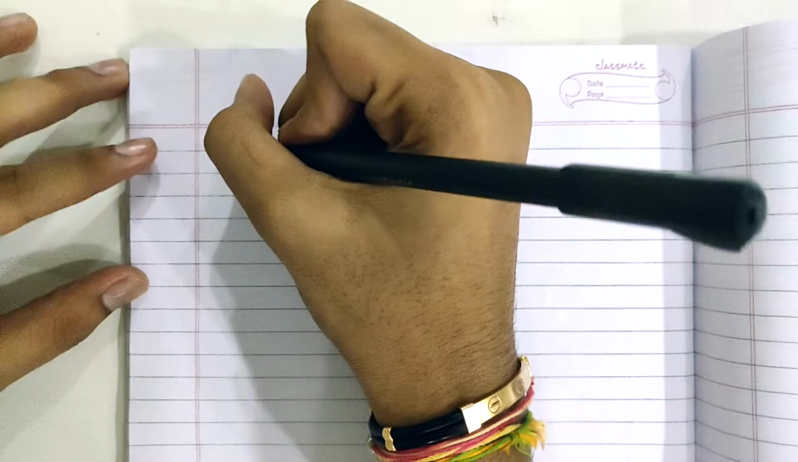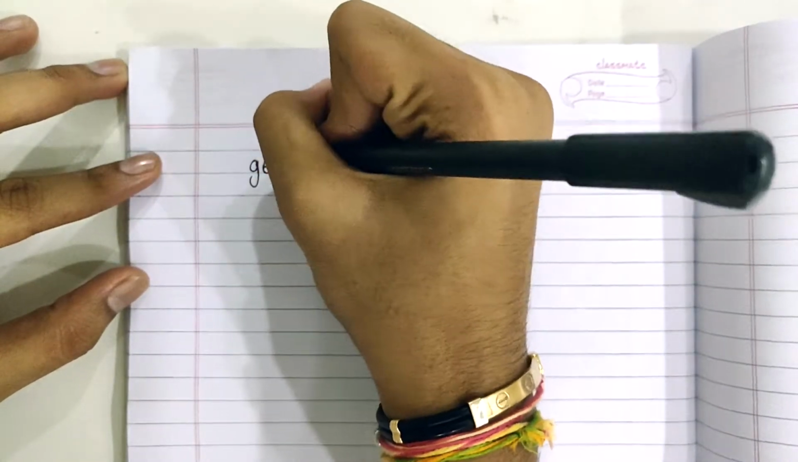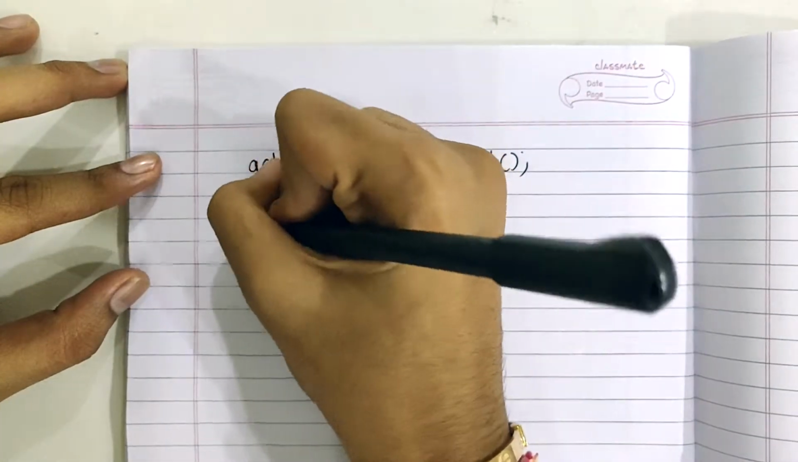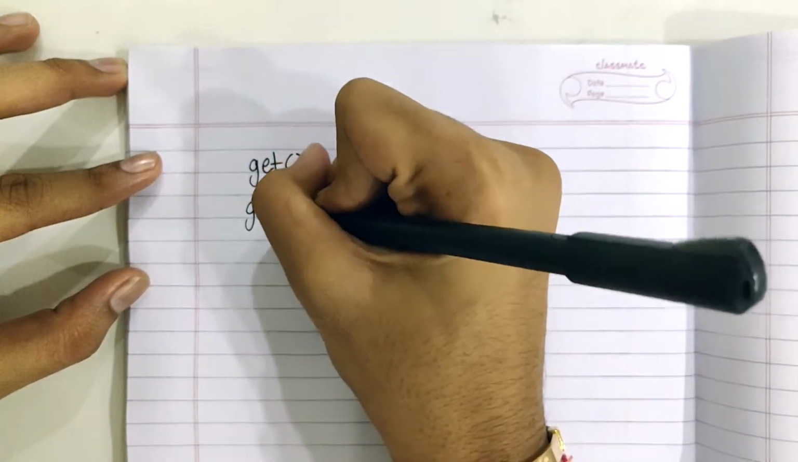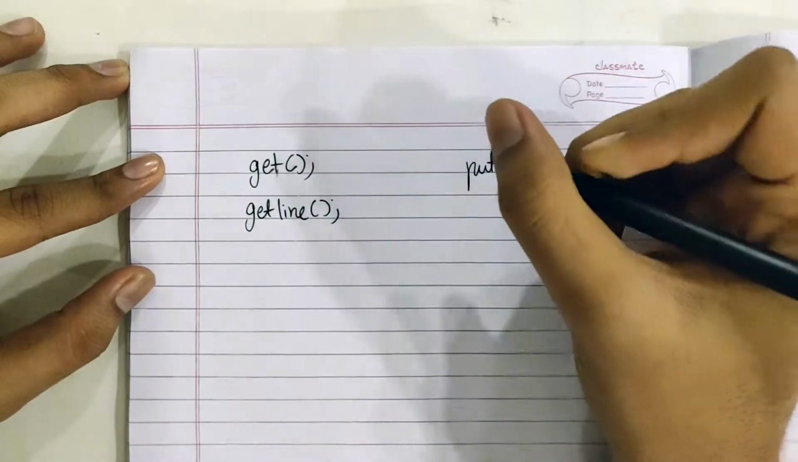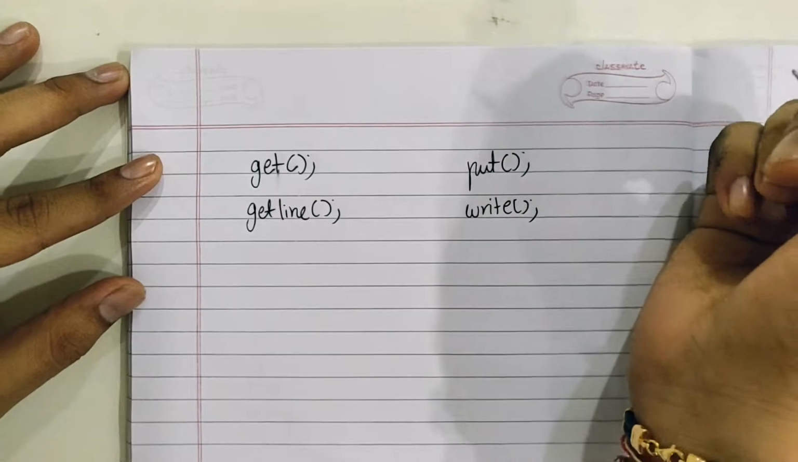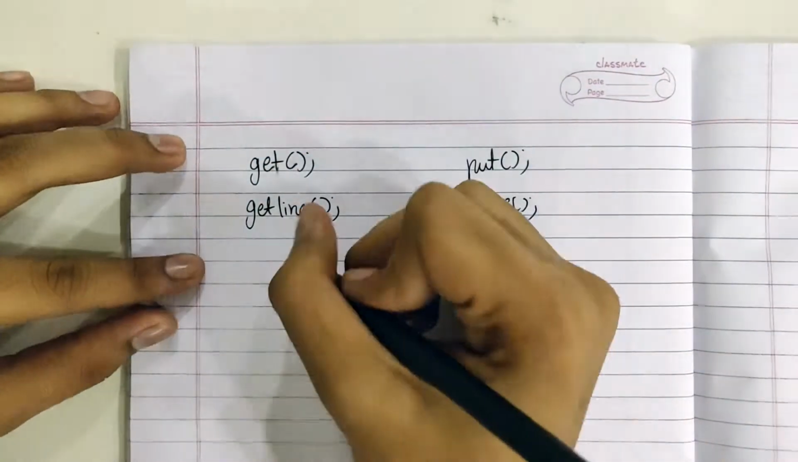Okay, so in this video we'll be learning about the get function, put function, getline, and write. So these are functions, as you can see. Right now we'll be focusing on get and put.